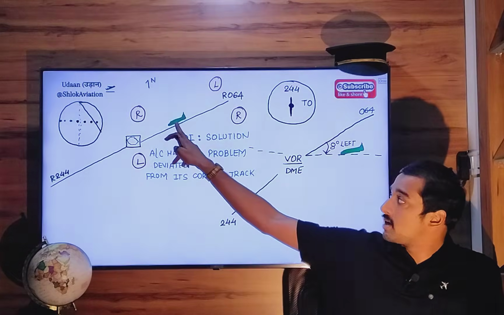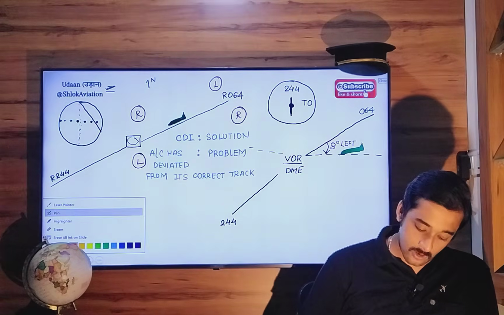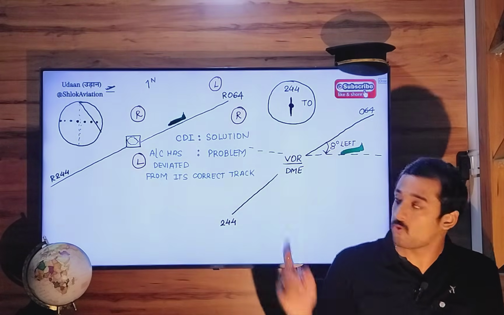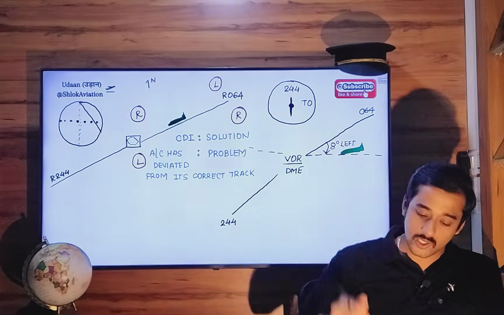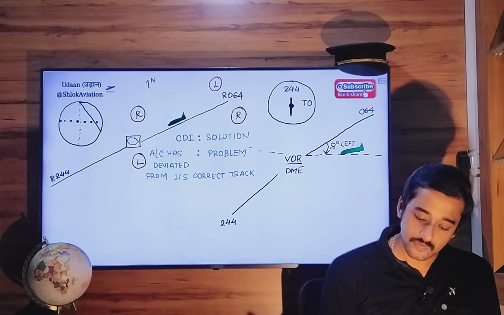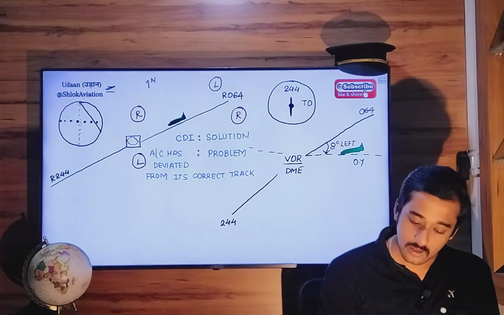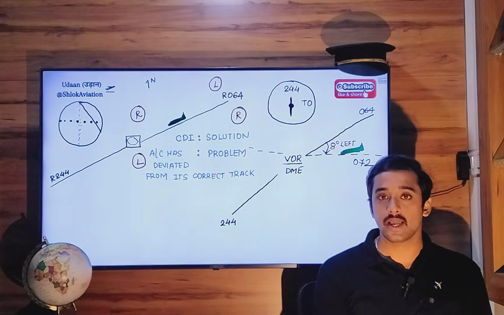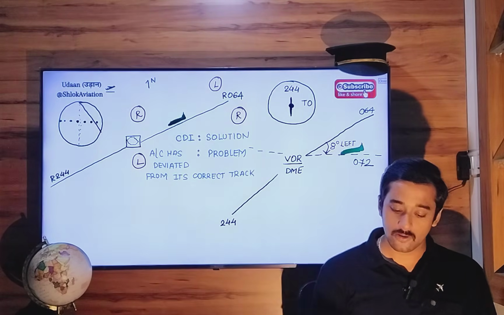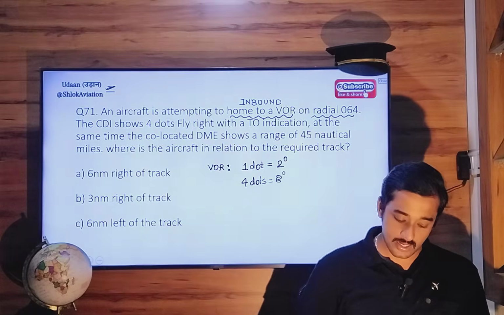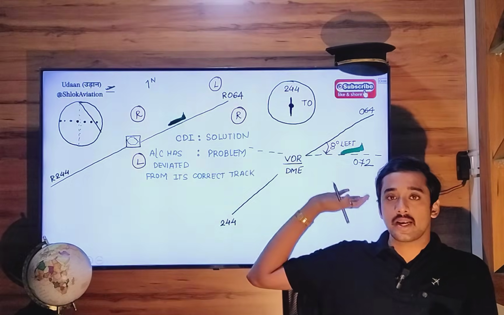So instead of being on this track, it is somewhere on this track, and the number of that track will be track 064 plus 8 degrees, because this track is to the right hand side of 064. That is 064 plus 8 is 072. That means aircraft is situated on track or radial 072 and it is trying to fly inbound. We have found out that aircraft, going inbound, has deviated 8 degrees to the left hand side.